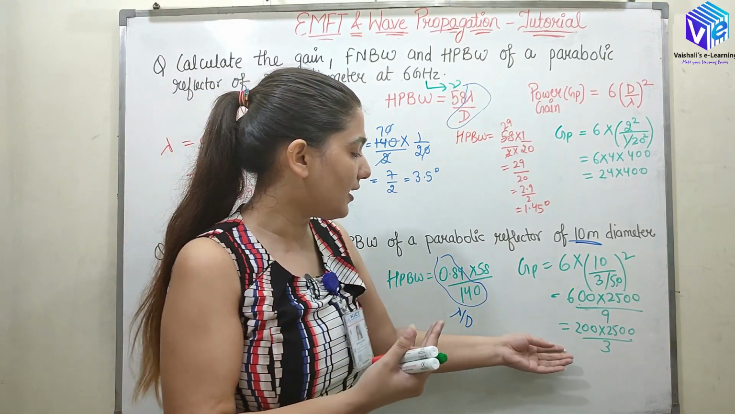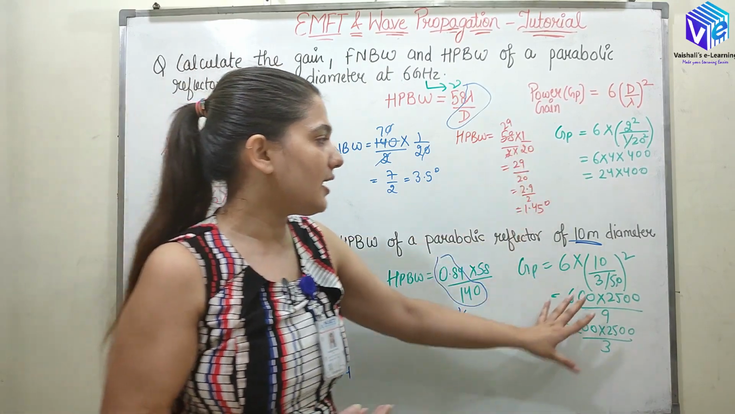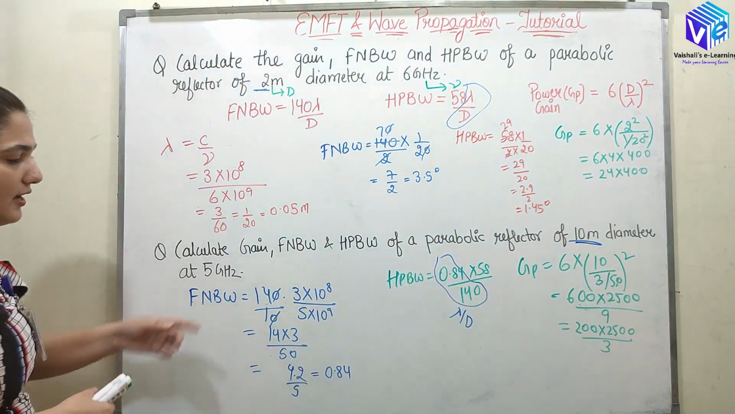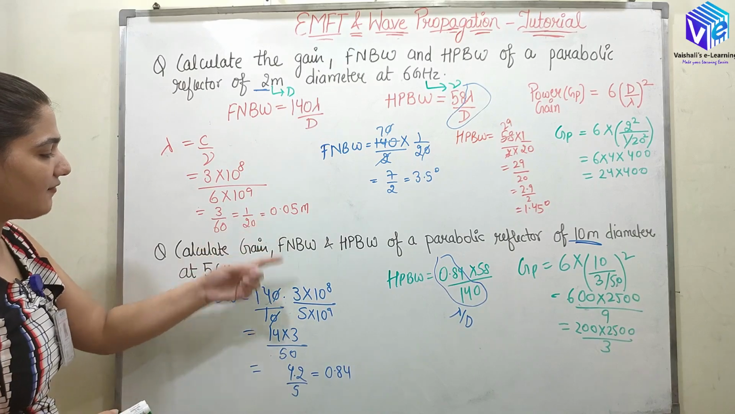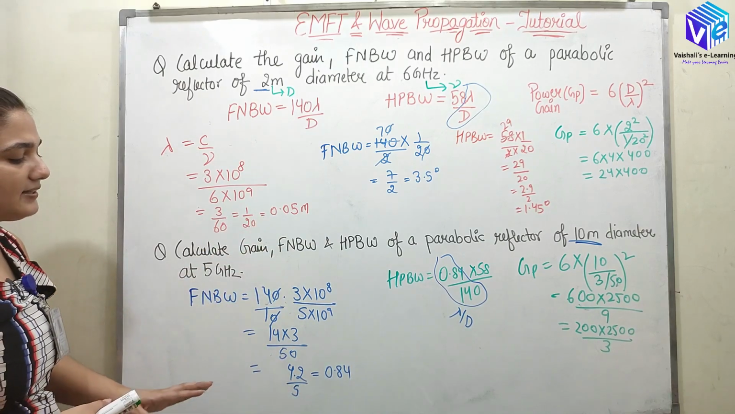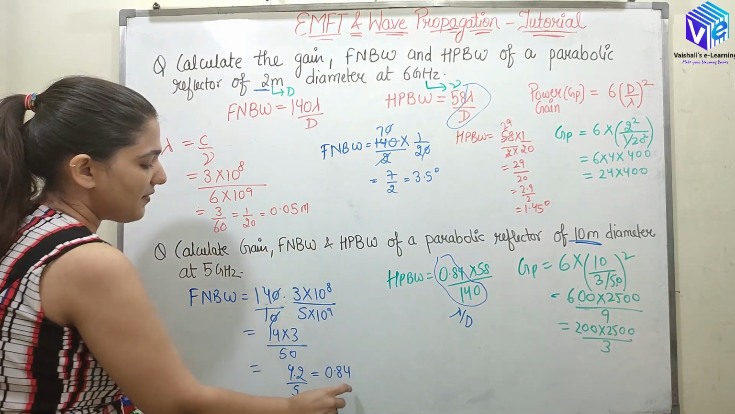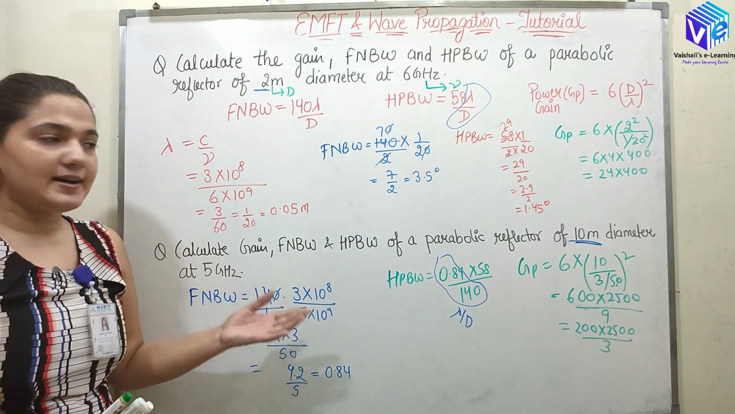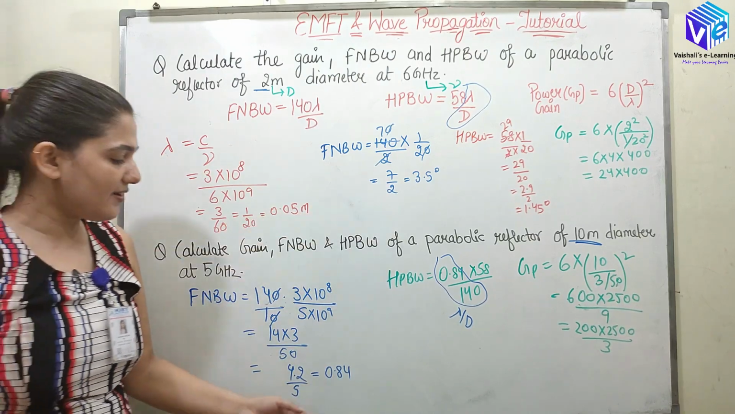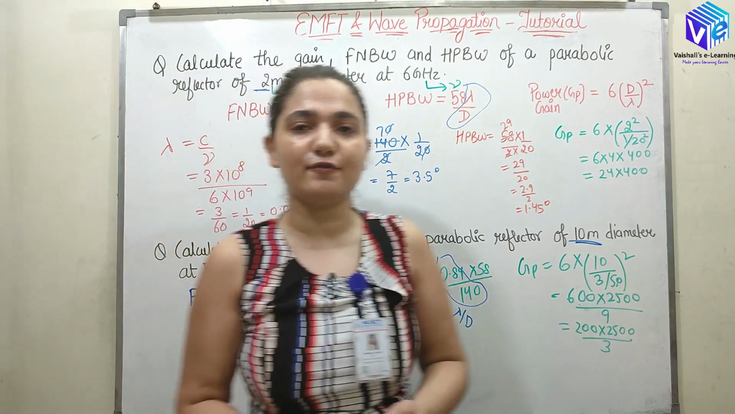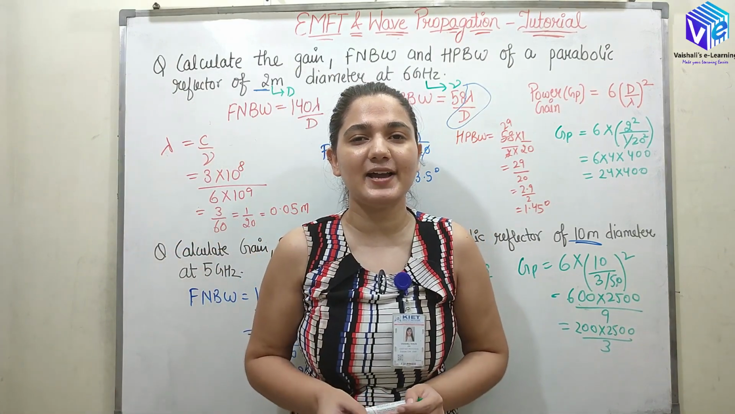And now I hope you see what the difference is. Here you can see we have a difference in the first null beam width as well. The beam width has decreased tremendously. Before it was 3.5 degree and now it is 0.84 degree. So here I will be concluding my session.